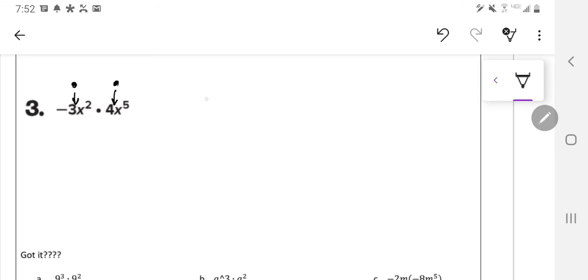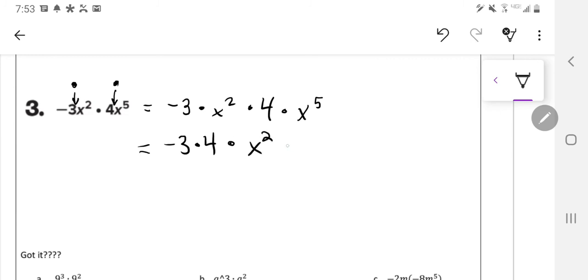Okay, so let's write that out a little bit more expanded. So that'd be -3 times x squared times 4 times x to the 5th. Now that it's separated, you can see that it's easier to use the commutative property, move the integer factors, so the non-variable factors, together. So 3 and 4 can go together. And then put the common bases next to each other. So that's x to the 2nd and x to the 5th.